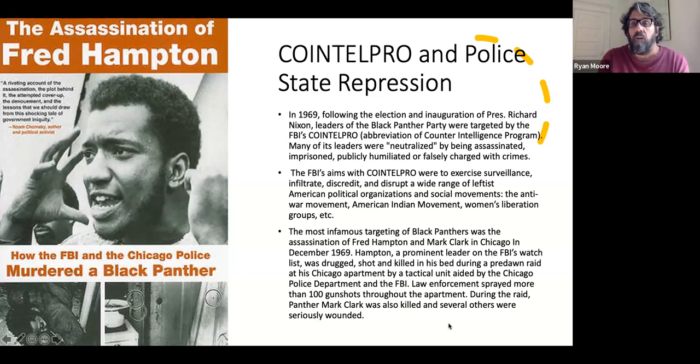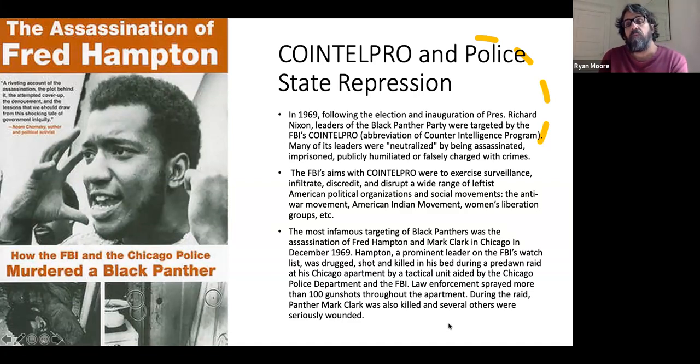As well as Mark Clark. And basically they went in and just shot up the entire apartment, as it says here, fired more than 100 gunshots throughout the apartment. And so, along with Fred Hampton, Mark Clark and several others were killed.